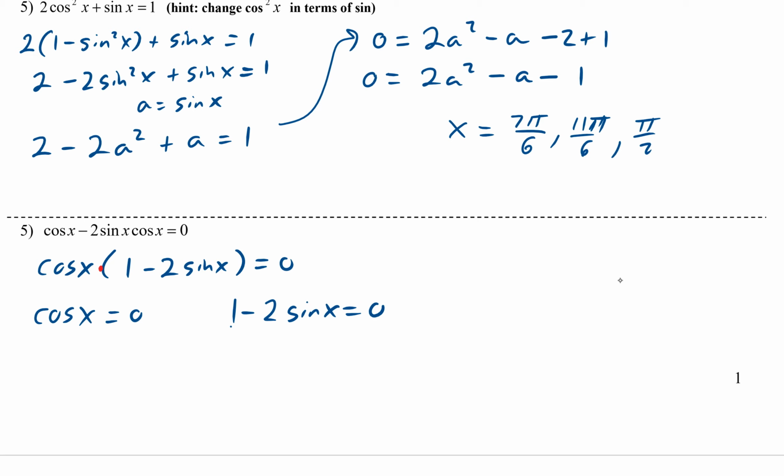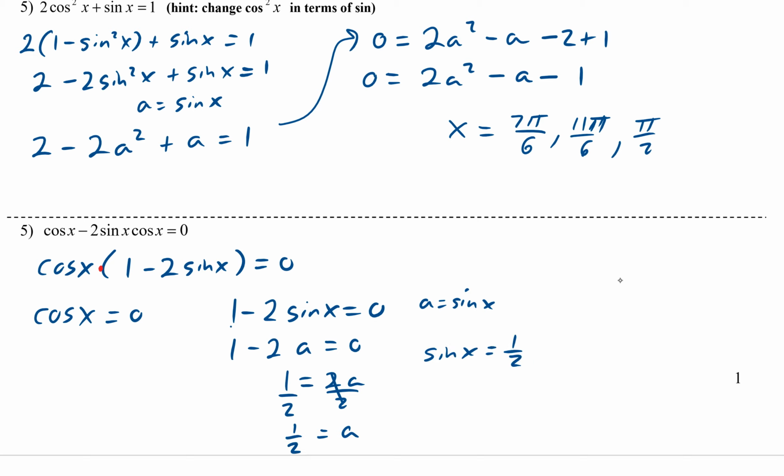This one we just have to solve. So if you want to use the a, now you can use it. We're saying that a here is sine x. So by factoring it, it allows us to put it into two linear equations. I'm going to move the 2a over. Divide by 2. So we now know our sine x equals 1/2.